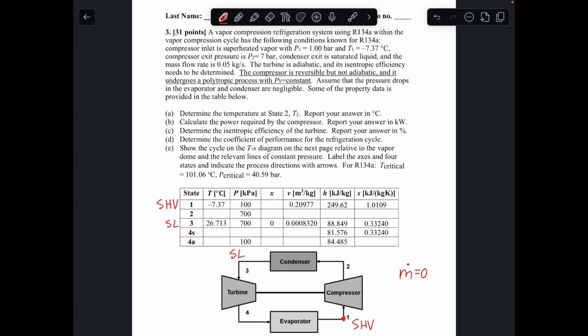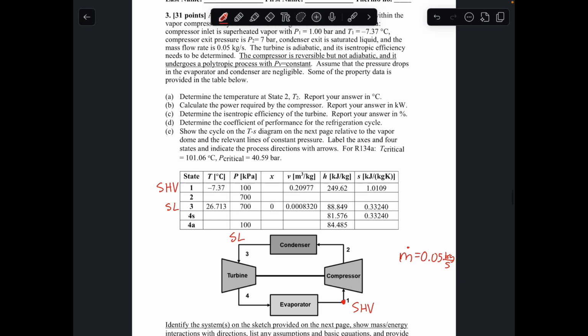M dot equals 0.05 kilograms per second. And that's going to be our mass flow rate everywhere, because all of the mass flow rate that goes into the compressor comes out of it, and that same amount goes into the condenser and out of it, into the turbine, out of it, and into the evaporator. So this will be our constant mass flow rate throughout each of the components here.